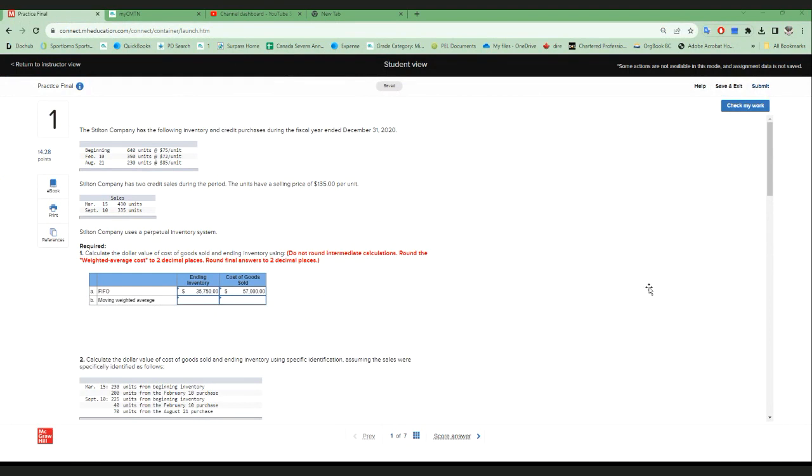Then when we add 230 more, well, we just add it to the same pile. So we had 560, now we add it, brings our average. That's why we call it moving weighted average. This should be MWA.